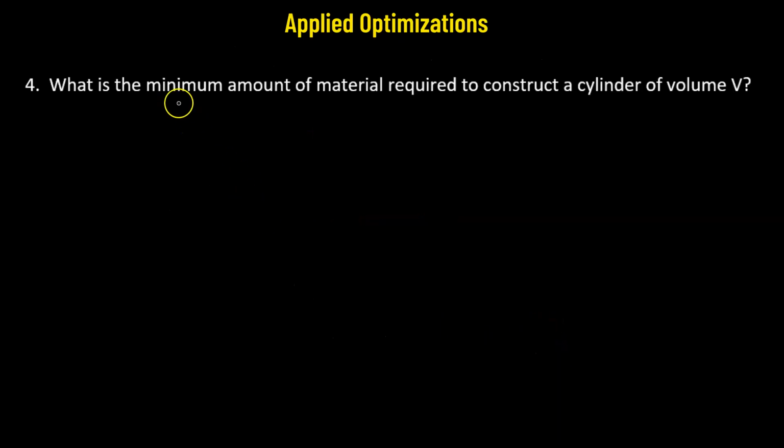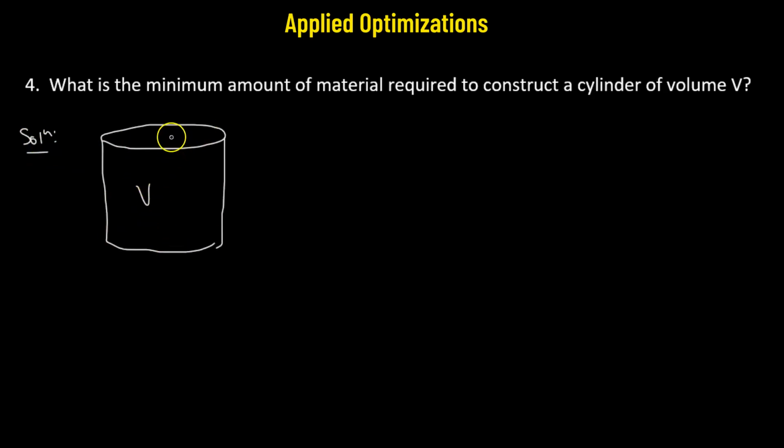Problem number 4. What is the minimum amount of material required to construct a cylinder of volume V? So this is a problem of minimization. So let's say we have a cylinder whose volume is V. And we'll consider that the radius of the cylinder is R and it has a height of H. Now these are our assumptions, R and H. R is the radius, H is the height.